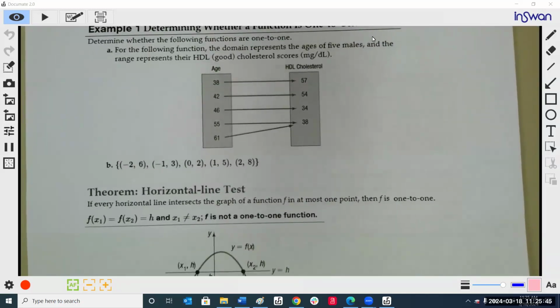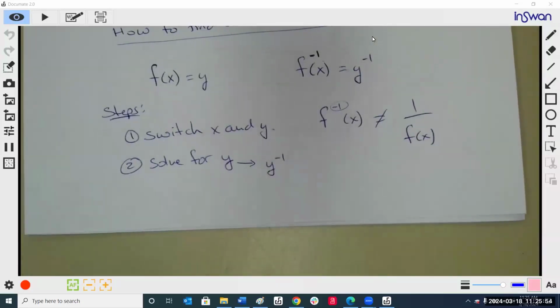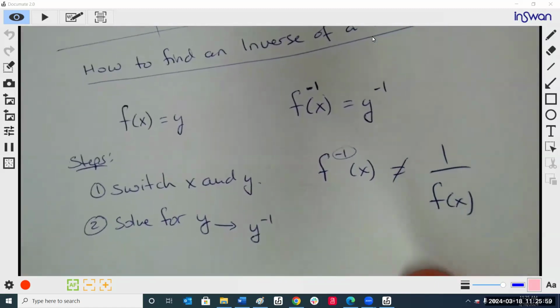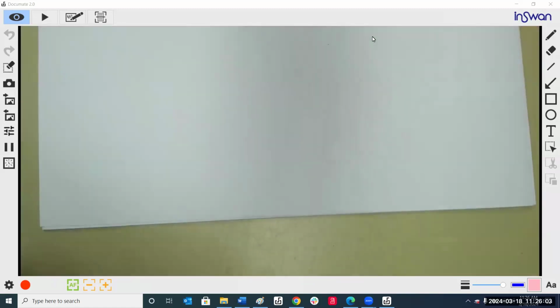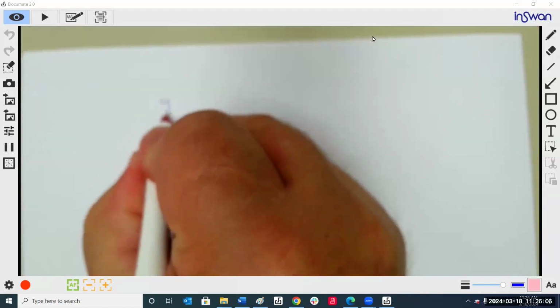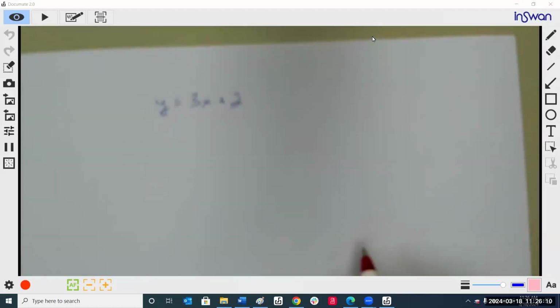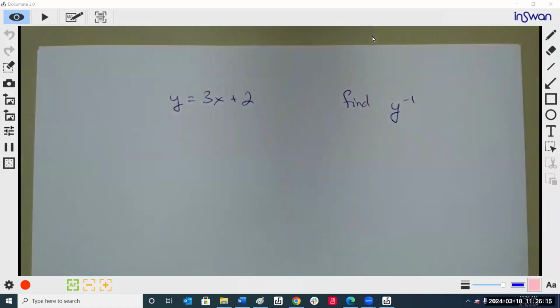Is this one-to-one? Yes, it is. So, this is how we find the inverse, so let's look at this example here for our first one. Let's say Y is equal to 3X plus 2. Find its inverse.